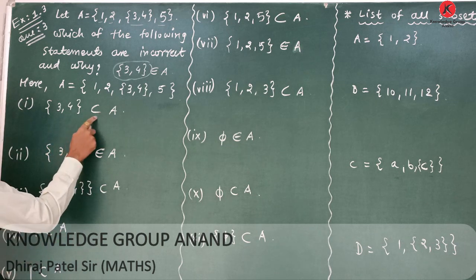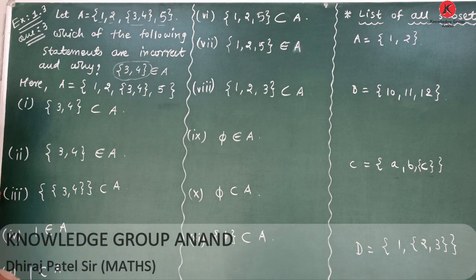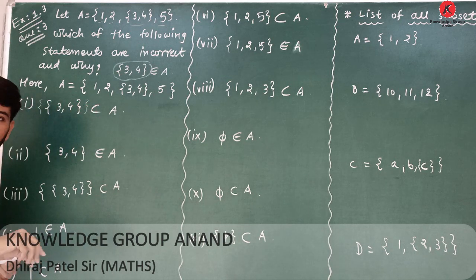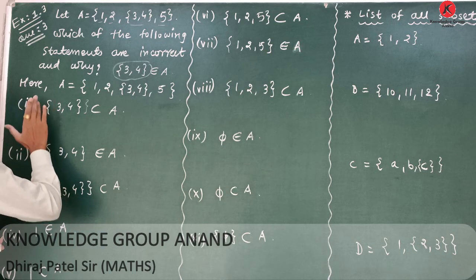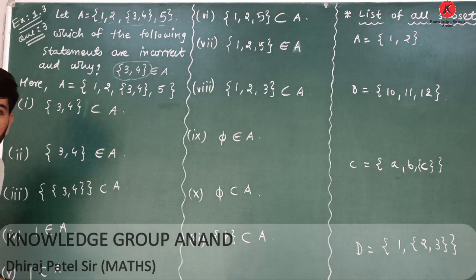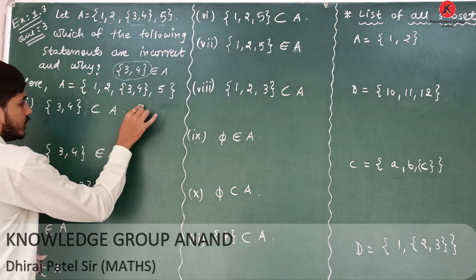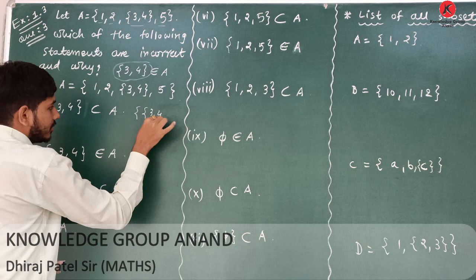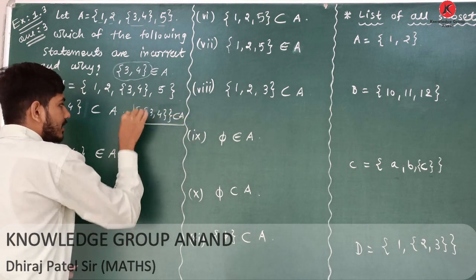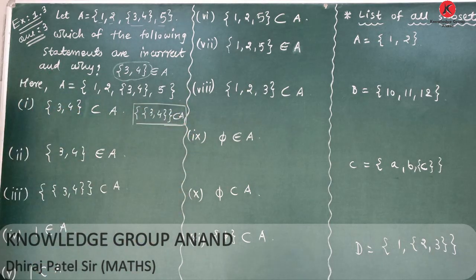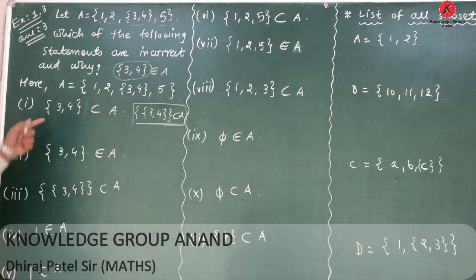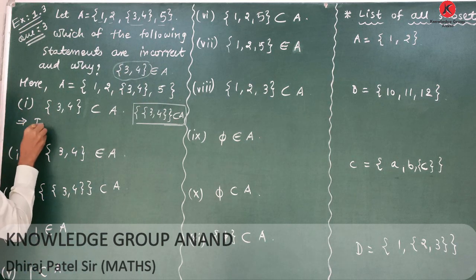Suppose we have to correct this statement, then we have to put this element in curly brackets, then it is a set. If this is a set, then we can say that it is a subset of set A. Okay? If we put 3, 4 in a second curly bracket also, then we can say that it is the subset of set A. Otherwise, it is only an element of set A. Therefore, this statement is incorrect.